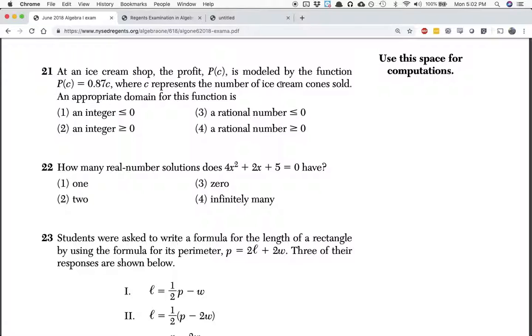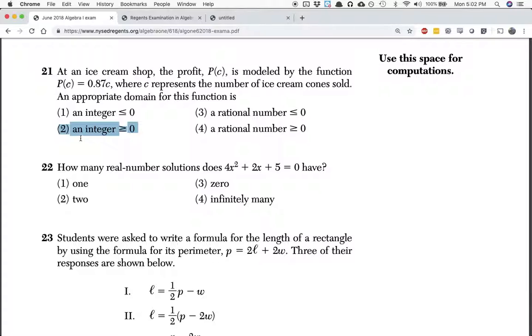They didn't say a large, a small, a medium. They just said ice cream cone sold, period, right? They only sell one type of ice cream cone. So you've got to be careful. This input is an integer. It can only be whole numbers. And then they ask, is it an integer below 0 or an integer above 0? And it is answer choice 2, right?